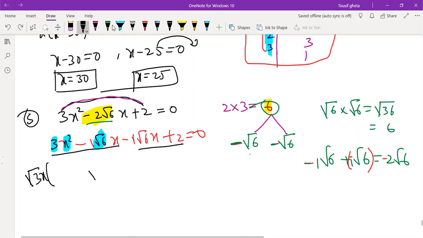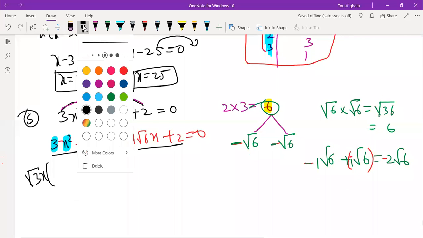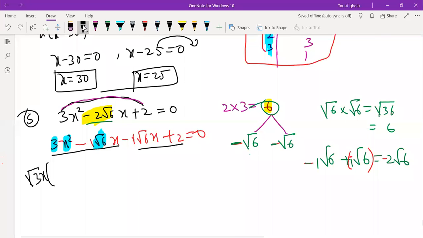So, root 3, here also root 3. Because root 3 into root 3 will get root 9. Root 9 is nothing but 3, which is here. Understood? This is there in 9th standard also. So root 3 common, root 3 into root 3 will get 3 here. Simple, yeah. Next step, what we will do?